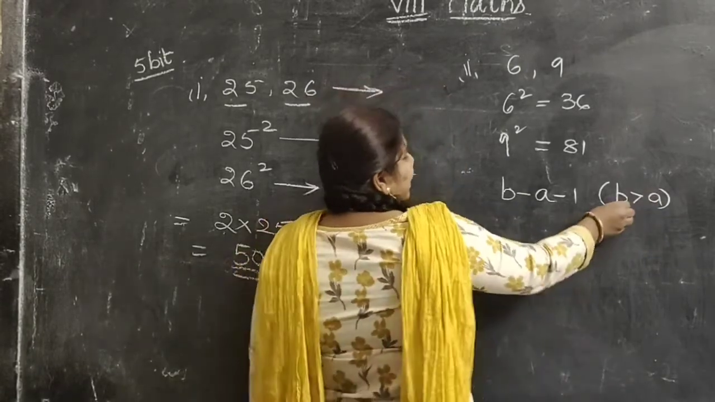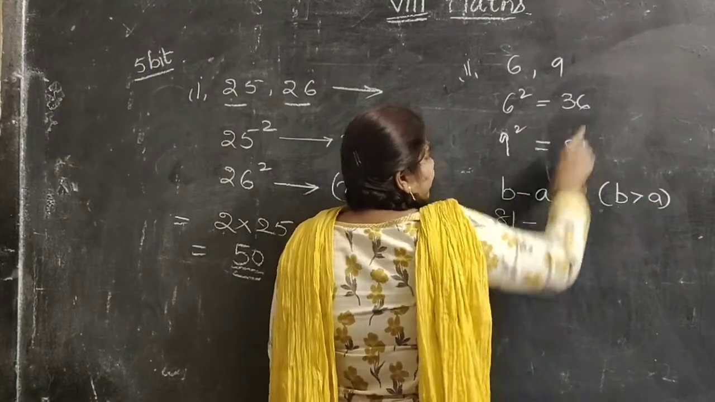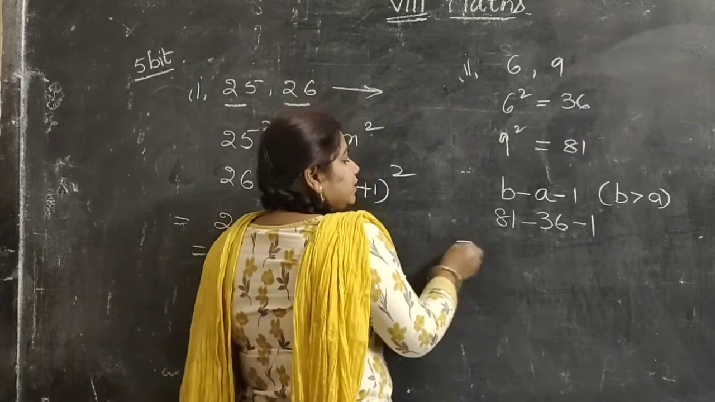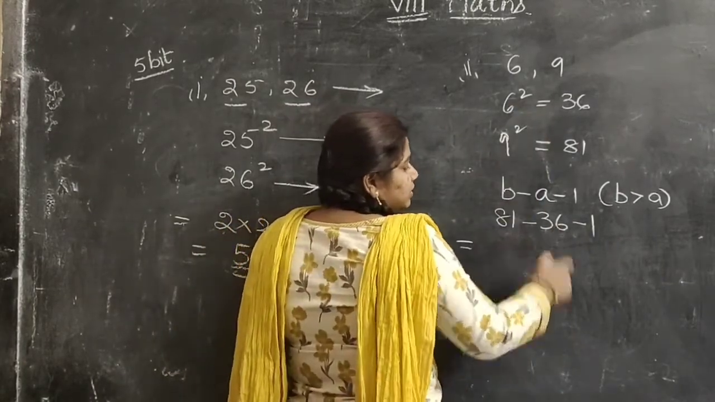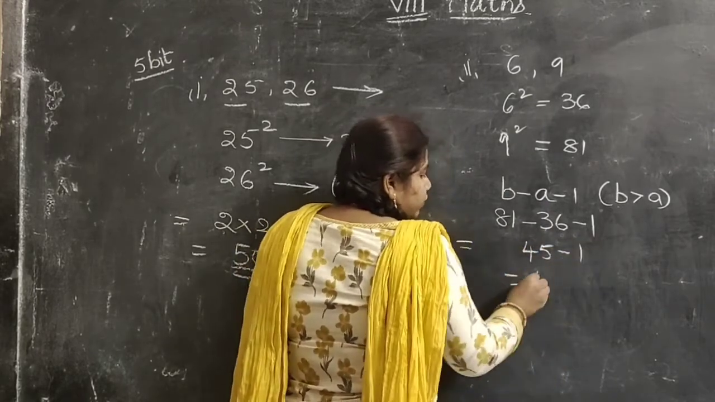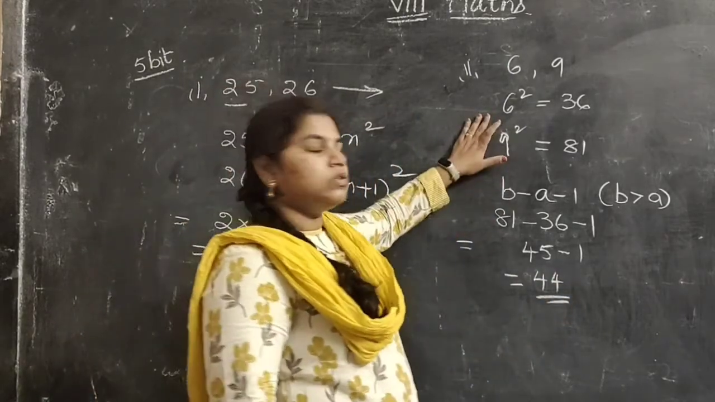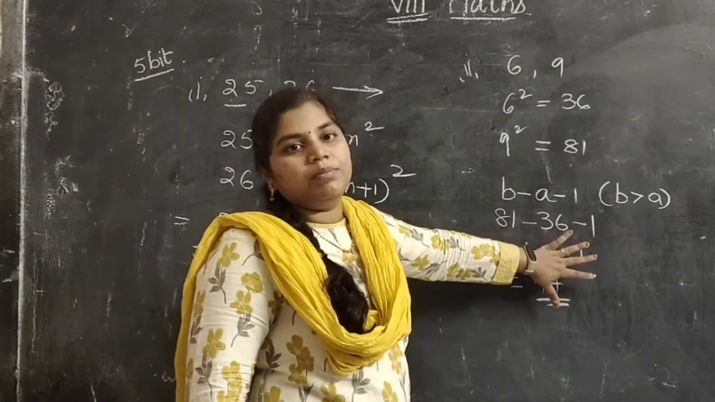So what is the b value? B value is 81 here, minus a value, which is 36, minus 1. So now you can find the numbers between these two square values. So 81 minus 36 will be 45, minus 1, that will be equal to 44. So between 6 square and 9 square, you will be having how many numbers? 44 numbers will be there.